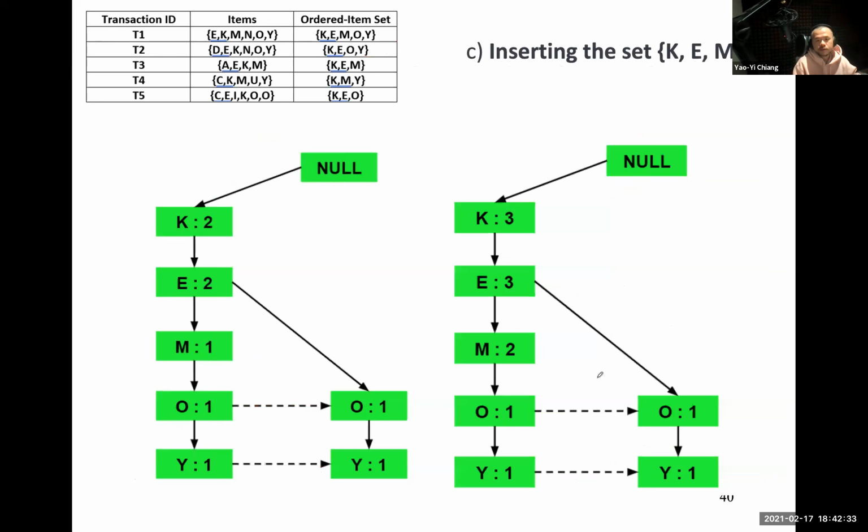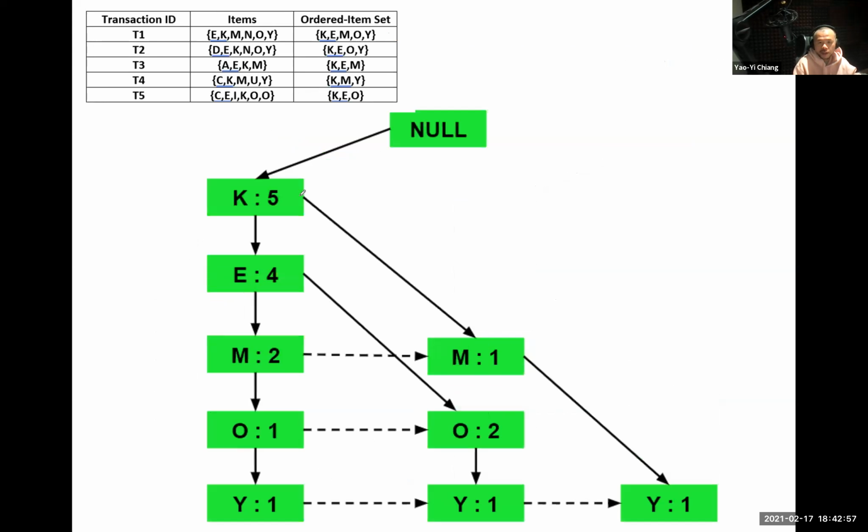All right, next basket, KEM. So this is your tree after you insert 1 and 2. When you insert the third one, you insert K. We have K, so increment it. You have E, you increment it. You have M, you increment it. So, KEM.